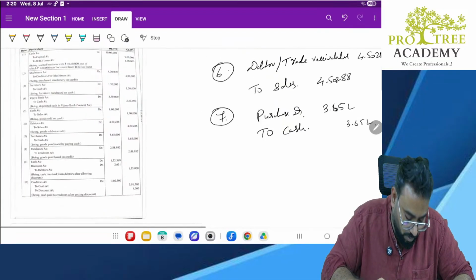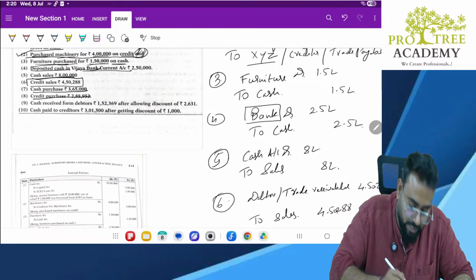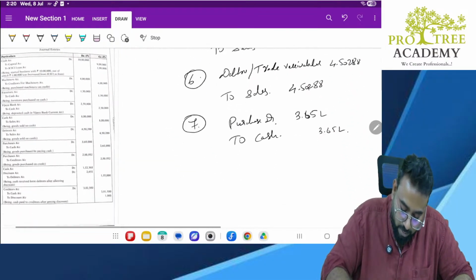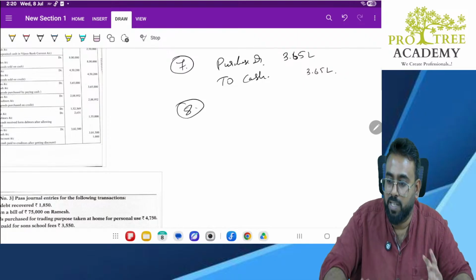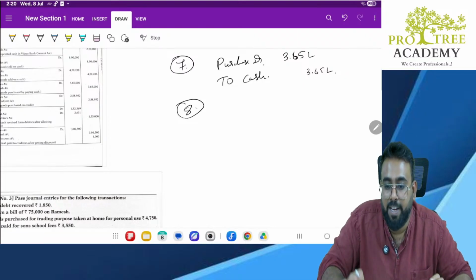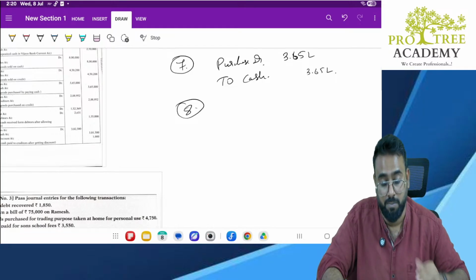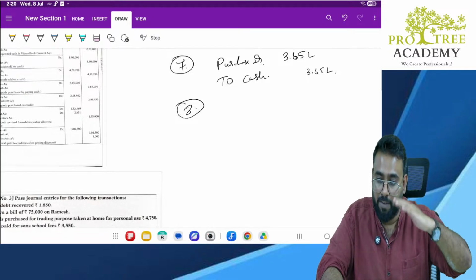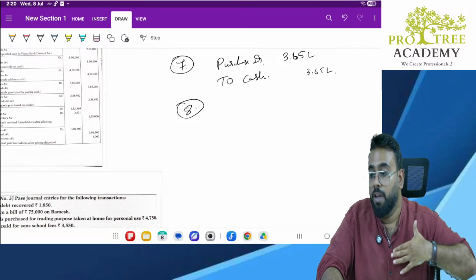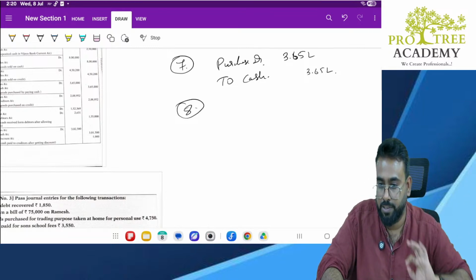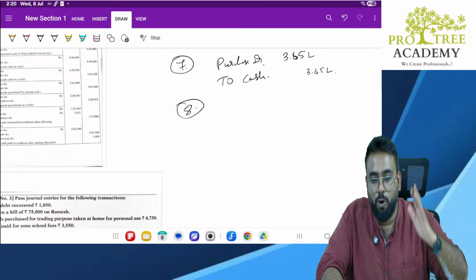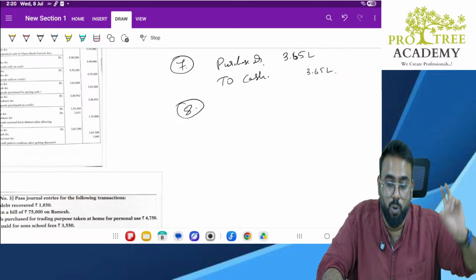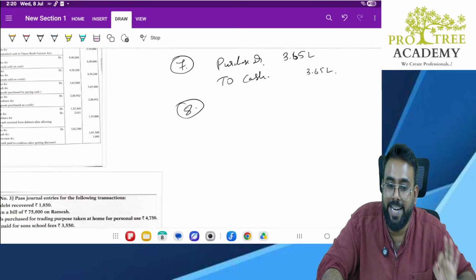Clear? Yes. Okay. Next, credit purchase of 2,88,952. Now here, what is the meaning of this? Here also I am making purchases. Only thing is, I am not paying immediately. I will pay after some time. So when we don't pay immediately and pay after some time, that means what? We owe money to our suppliers or to our vendors. When we owe money to our suppliers or vendors, those suppliers or vendors are called creditors, or trade payables. Clear? Creditors or trade payables.